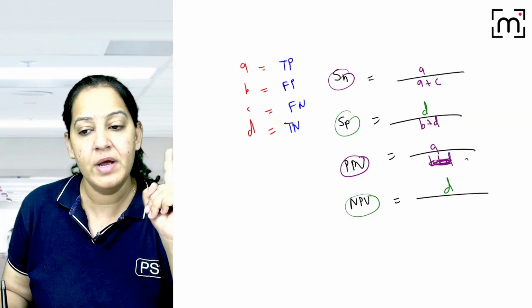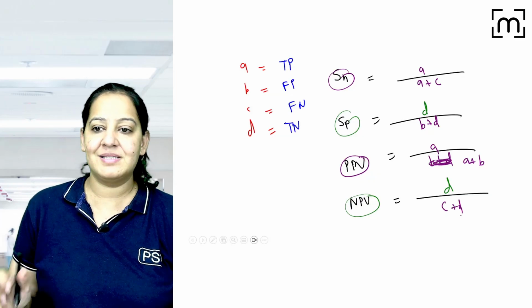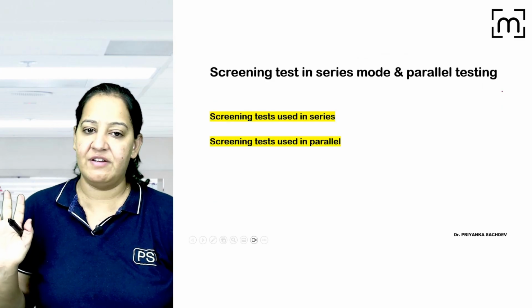What is positive predictive value? It's A plus B, and negative predictive value is C plus D. So please learn this. Now in terms of these, you can always make it out, and you can make the definitions also.